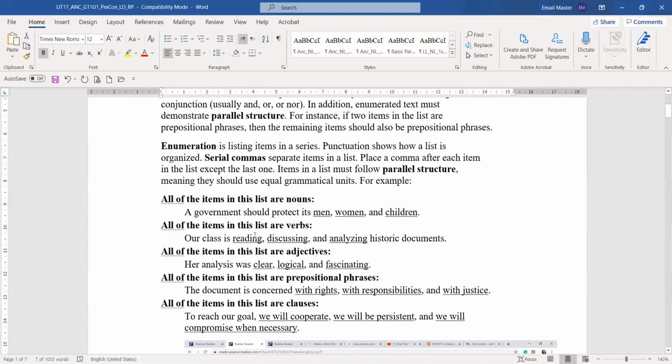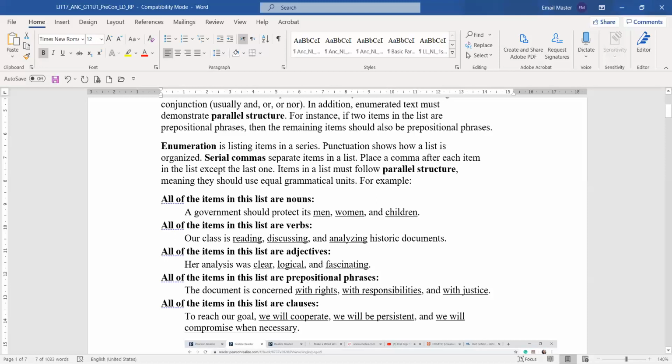The next list is verbs. Our class is reading, discussing, and analyzing historic documents. Analyze the places of commas, how they used it, and look at the structure. It's parallel. All of them have ing verbs. This list is adjectives. Her analysis was clear, logical, and fascinating. So you cannot put anything else here. You cannot put a noun or adverb or anything else. They all have to be adjectives.